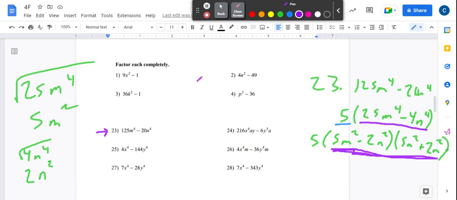Again, numbers 1 through 4 up here are just going to be a difference of squares. Should be pretty simple. For these ones we're going to have to factor out some terms, some numbers first. And then what's left in the parentheses, we could probably work some difference of squares problems there.